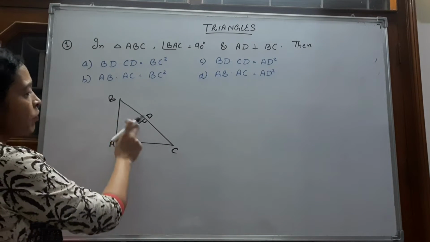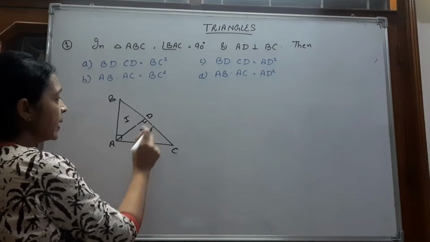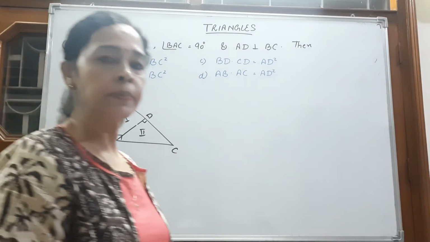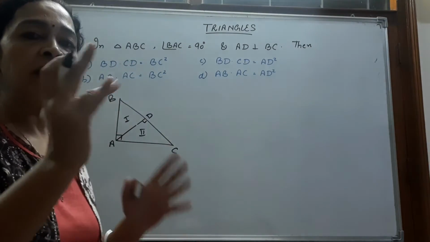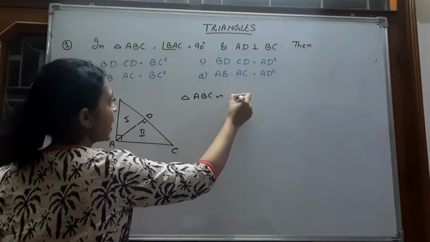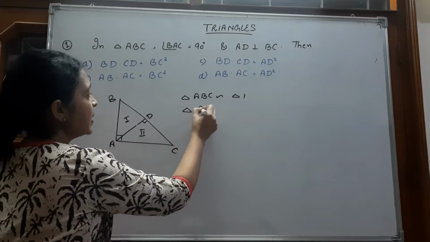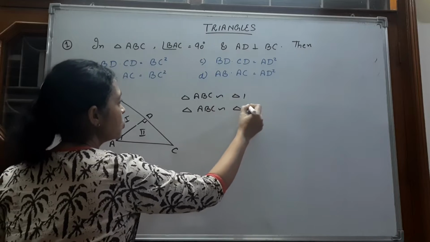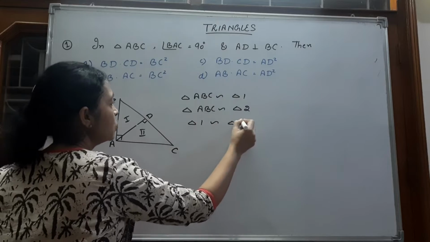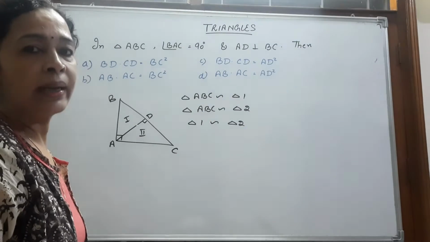Now students, we have got three triangles. One is BAD, second is ACD, and third is ABC, the whole triangle. All three triangles are similar to each other. Triangle ABC is similar to triangle 1, BAD. Triangle ABC is similar to triangle 2 also, and triangle 1 is similar to triangle 2. Clear? Now, how can we name triangle 1 and triangle 2?